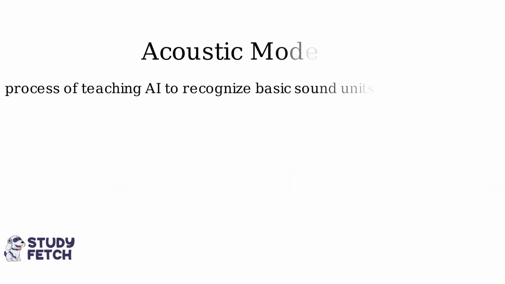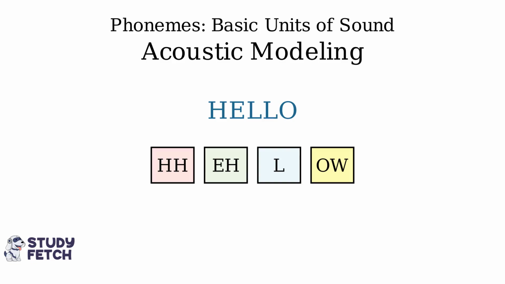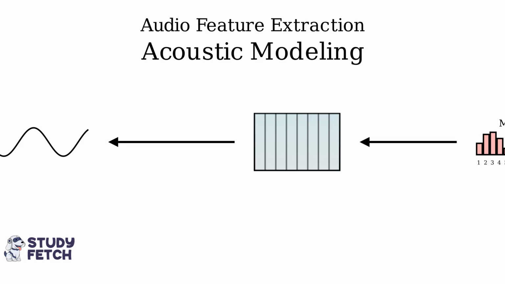Acoustic modeling is a crucial component of speech recognition systems. Acoustic modeling teaches AI to recognize phonemes, the basic sound units of speech. For example, the word hello breaks down into the phonemes HH, AE, L, and OW. To recognize these sounds, the system first extracts spectral features from the audio. Sound waves are analyzed by frequency components, creating a spectrogram that shows how frequencies change over time.